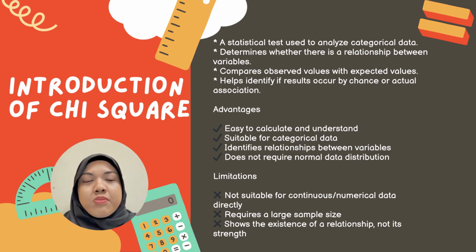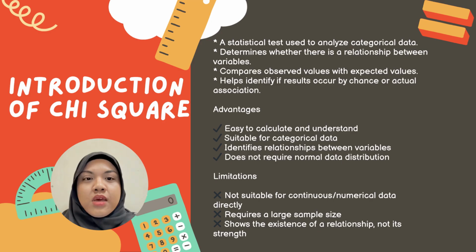A larger difference between observed and expected value results in a higher chi-square value, indicating a stronger possibility that a significant relationship exists. The chi-square test is important because it allows researchers to analyze categorical data and make evidence-based decisions. Advantages of chi-square: simple and easy to calculate, suitable for categorical data, helps identify relationships between variables, and does not require data to follow a normal distribution.